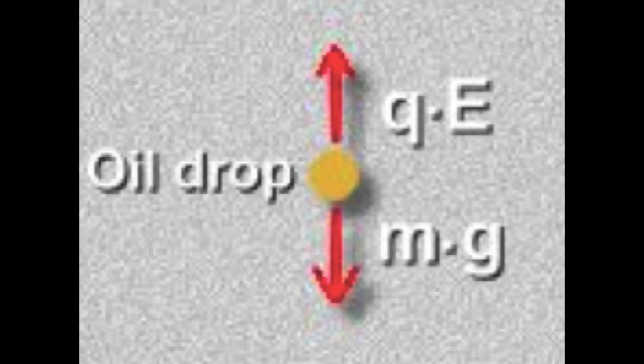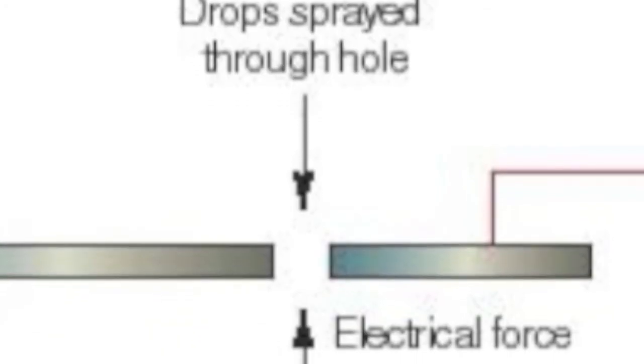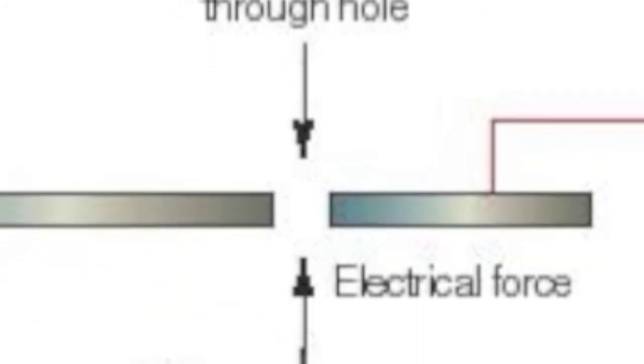When a drop is suspended, its weight is exactly equal to the electric force that is applied. The values of E, which is the applied electric field, m, the mass of a drop, and g, which is equal to the acceleration due to gravity, are all known values. So you can solve for q, which is the charge on the drop. Millikan determined the charge on a drop.